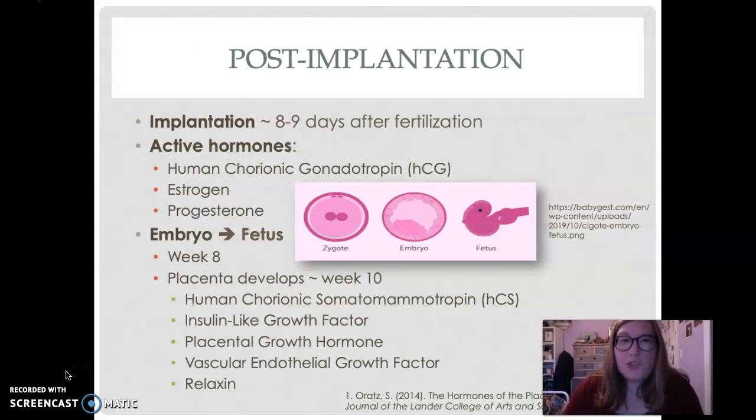Okay, post-implantation. Now that we are familiar with the stages of implantation, we can take a look at the key hormones of post-implantation events. Implantation occurs on average 8 to 9 days after fertilization. As we briefly talked about earlier, human chorionic gonadotropin, HCG, is instrumental in promoting the release of progesterone by the corpus luteum.